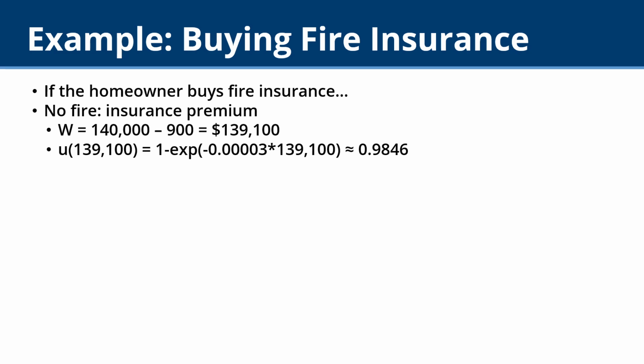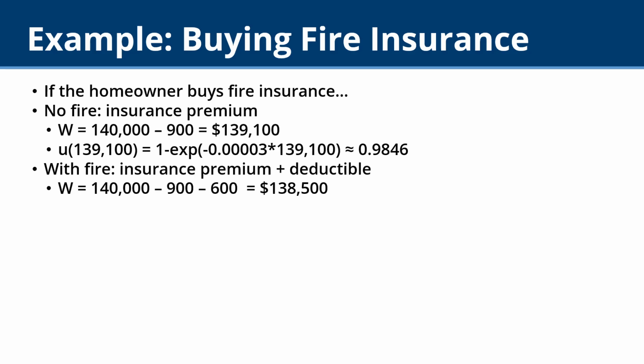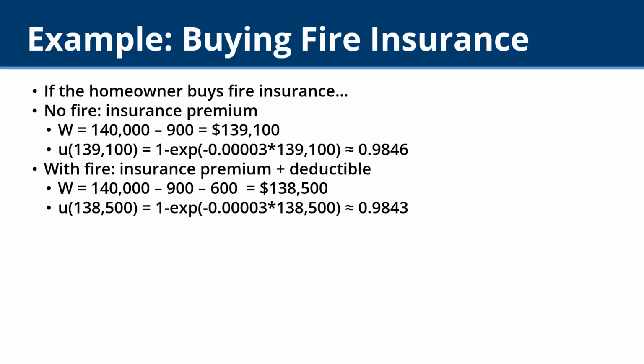But if there is a fire, then the homeowner would have to pay not just the premium, but also the deductible based on that claim. So their wealth now would be $140,000 minus the premium, $900, minus $600 for the deductible. So their net result is $138,500. The utility for that value is 0.9843. Based on those, we can figure out the expected monetary value and the expected utility value for this situation.